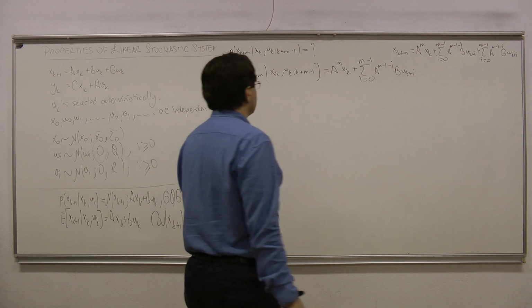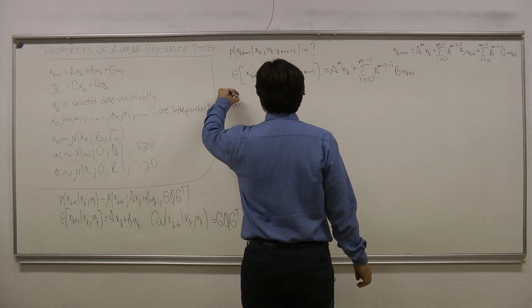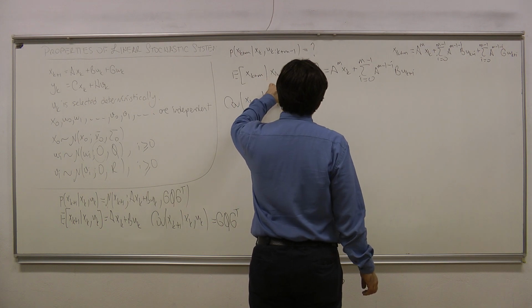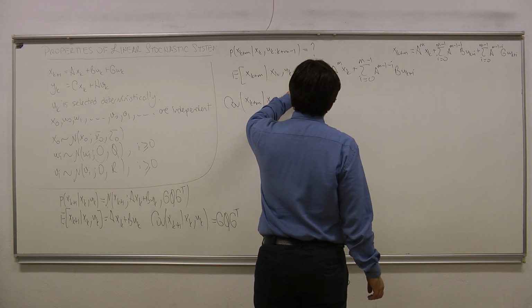The second thing is going to be the covariance of x_{k+m} given x_k and u_k from k to k+m-1.